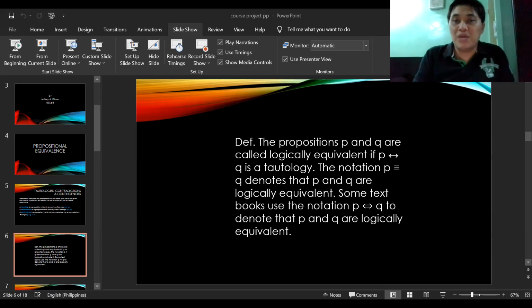The propositions P and Q are called logically equivalent if P is logically equivalent to Q is a tautology. The notation P equals Q denotes that P and Q are logically equivalent. Some textbooks use the notation P logically equivalent to Q to denote that P and Q are logically equivalent.